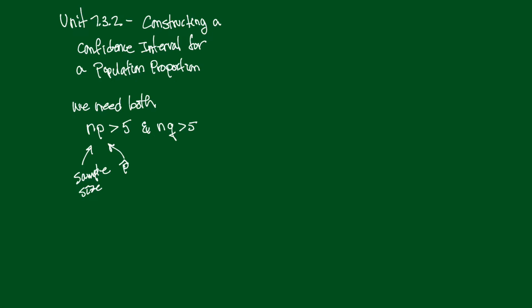So if you're going to use this method, the first thing you want to do is ensure that both n times p and n times q are bigger than 5. When both of them are bigger than 5, then we can use the normal curve to approximate this probability. And you may even recall that the expected value of the mean is n times p, and sigma is the square root of npq.